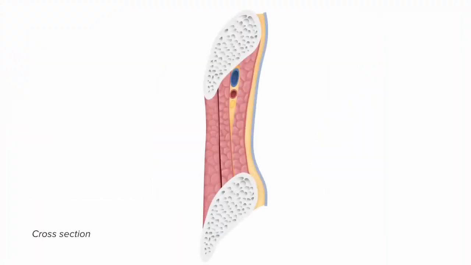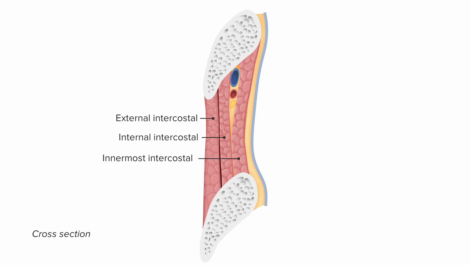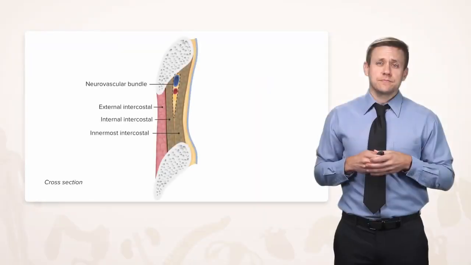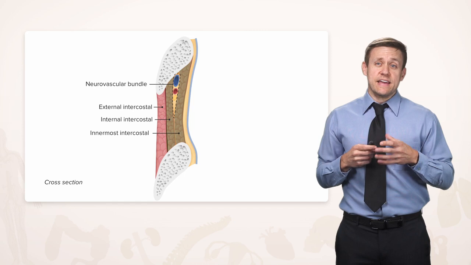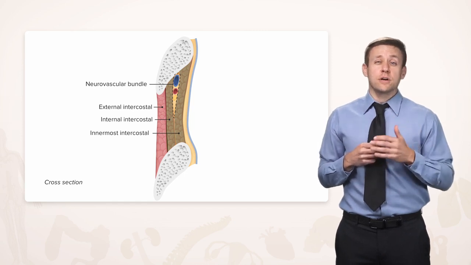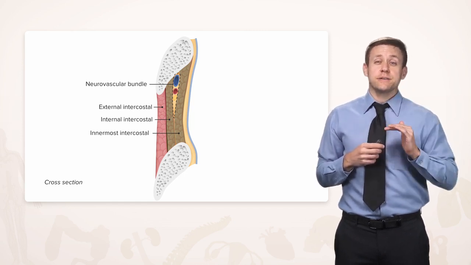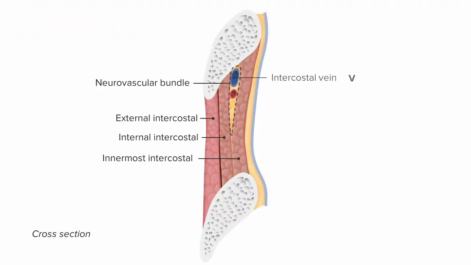So in cross-section, we again see external intercostal is the most external. Then we have the internal, and finally the innermost. And it's between the internal intercostal and the innermost intercostal that this neurovascular bundle travels. And some people use the mnemonic VAN, V-A-N, to remember the order of this bundle from superior to inferior. So superior, we have the intercostal vein, then we have the intercostal artery, and then we have the intercostal nerve. So vein, artery, and nerve.